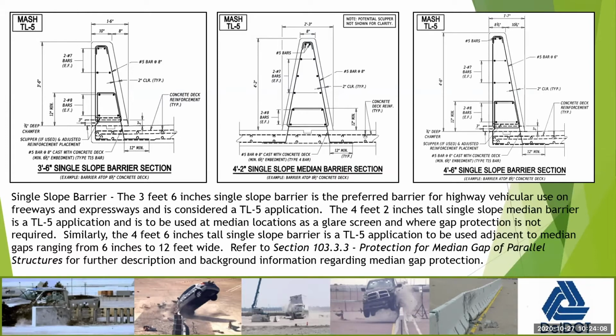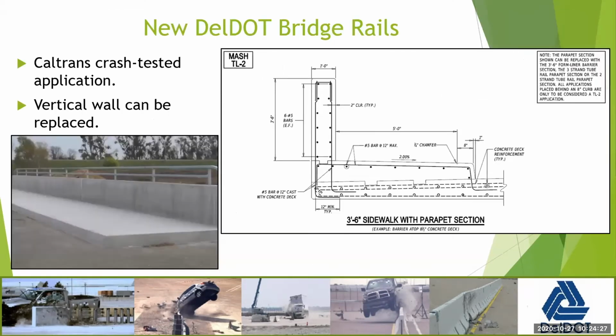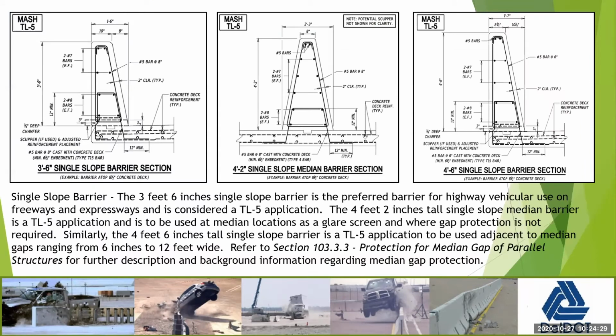So this is the guidance that's now in the bridge design manual for single slope barriers. And you can see the key word in this first sentence is it's for use on expressways and freeways that are considered TL5 applications. So we're kind of meeting the goals of the FHWA as well as industry best practice and using this on very high speed facilities where rollovers are concerned. The guidance on where to use the glare screen as well as the gap protection barrier haven't changed.